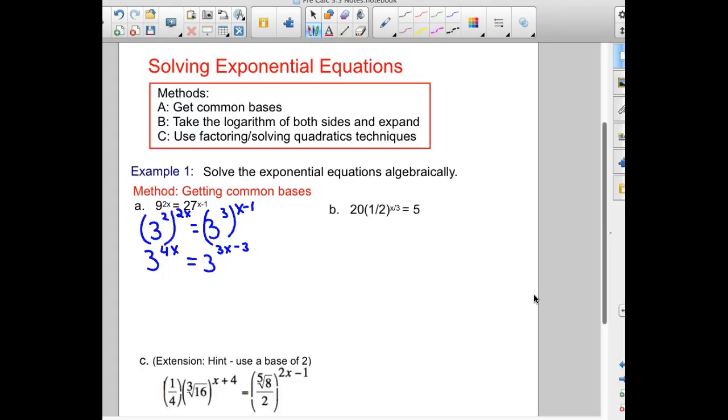And again, if the bases match, then the powers have to match. So we simply have the equation 4x equals 3x minus 3. Getting our x's combined, we get x being negative 3.